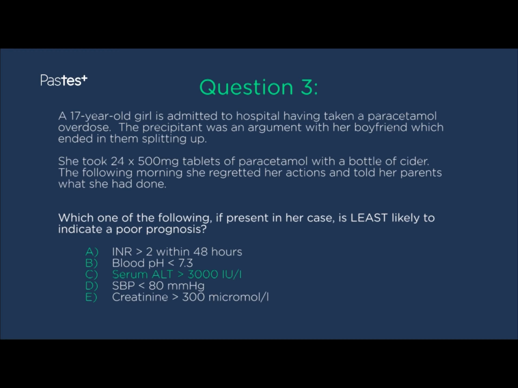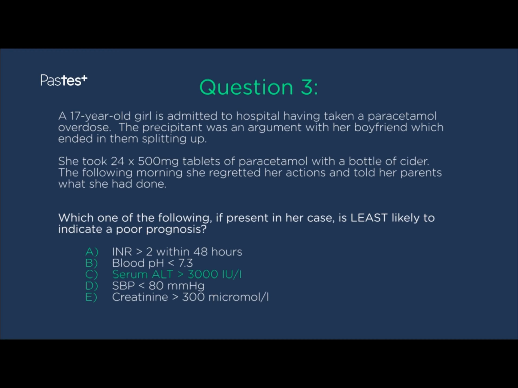If the blood pH is less than 7.3 or the blood lactate is greater than 3, that would also indicate poor prognosis. In addition, if the patient is encephalopathic or if they have hypotension, so a systolic blood pressure less than 80, or indeed if they have acute renal failure with a creatinine greater than 300, all these are markers of poor prognosis and you should really be picking up the phone and speaking to either Birmingham or Leeds. These are tertiary centers for liver transplant and they should be considering liver transplant.